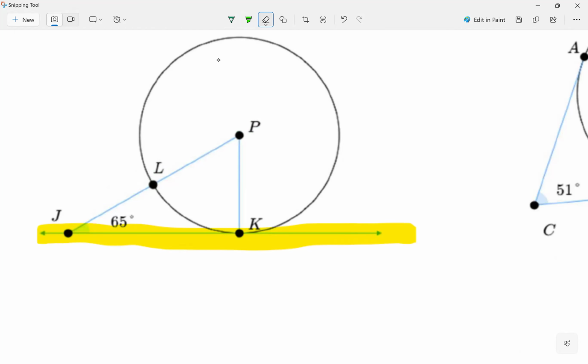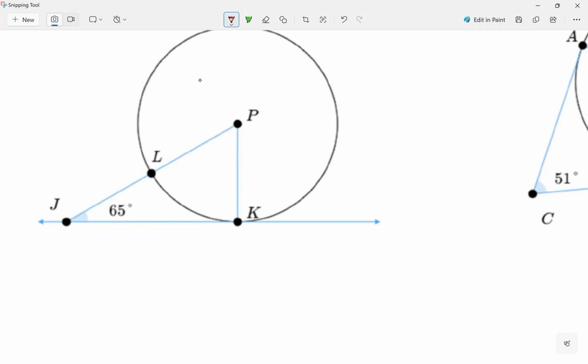only once. Now, another interesting part of tangent segments is when you intersect a tangent segment and a radius. The intersection of a tangent segment and a radius is always 90 degrees. So I see that the line JK is tangent. I see that PK is a radius. So I'm going to say this corner here is 90 degrees. And again, when a tangent segment touches a radius, they cross at 90 degrees.